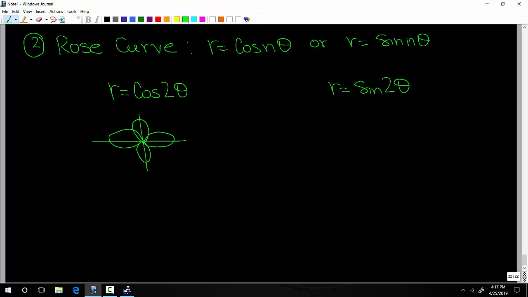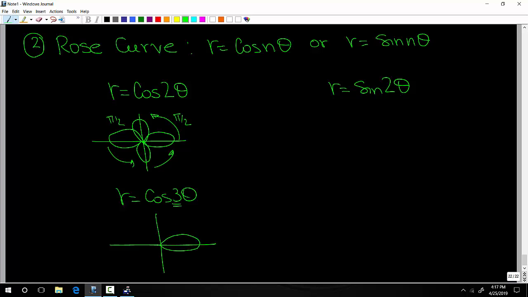Then if I do cosine of 3 theta, you can see the petals are evenly spaced, by the way. Because 3 is odd, we're going to get 3 petals this time, so it goes like this.